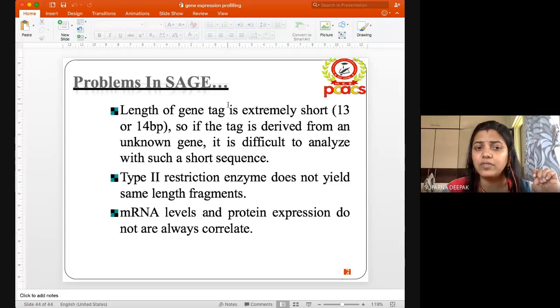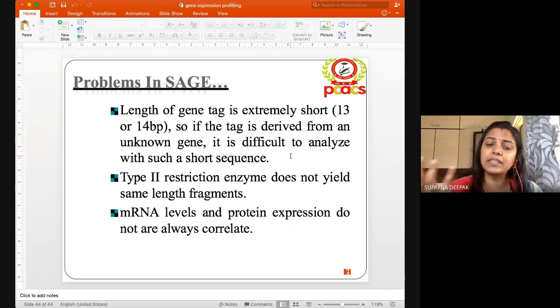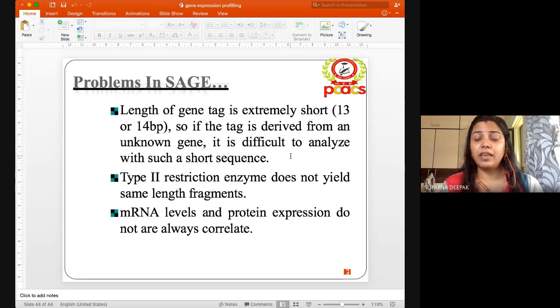The limitation of SAGE: sometimes the length of the tag is extremely short, and so if the tag is derived from an unknown gene, it becomes a little difficult to analyze or identify which gene it is. And type 2 restriction enzyme does not always yield the same length of fragment. So that is also a problem. And as we have already seen, mRNA expression and protein expression may not always be correlated. Okay, so that is all about SAGE.